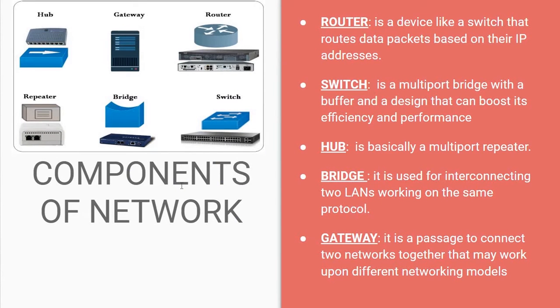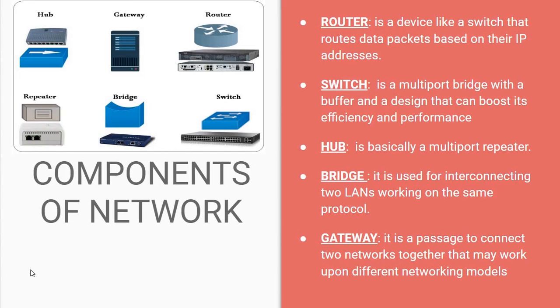So now moving towards the next topic, some basic components of the network. These are some basic network devices such as router, switch, hub, bridge, and the gateway. Let's start with a small introduction of these network devices. Starting with a router. A router is a type of network device that is used to connect two or more network devices together. It routes the data packets based on the IP address. It is used to break the broadcast domain for preventing congestion.